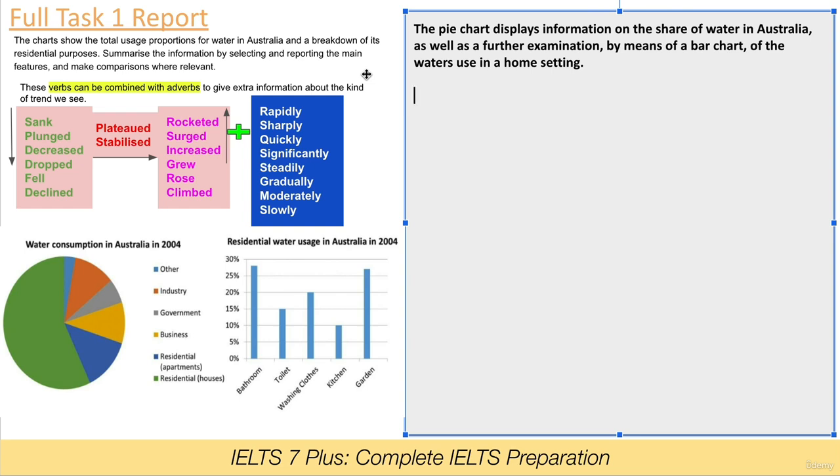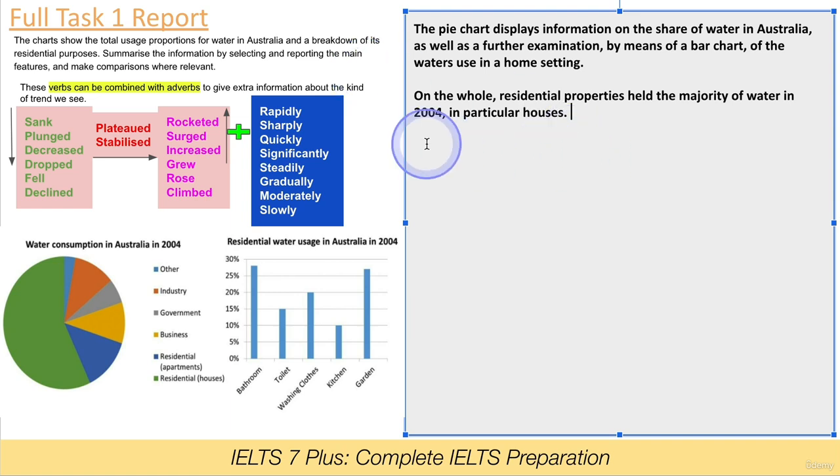So what do we do now? We need to state our overview. On the whole, and we want to talk about how residential properties took the majority of the share. On the whole, residential properties, homes and apartments, held the majority of water in 2004. In particular, houses. Or maybe we could say residential properties were distributed the majority of water in 2004, in particular houses. Okay, so that is a broad overview for the whole data.